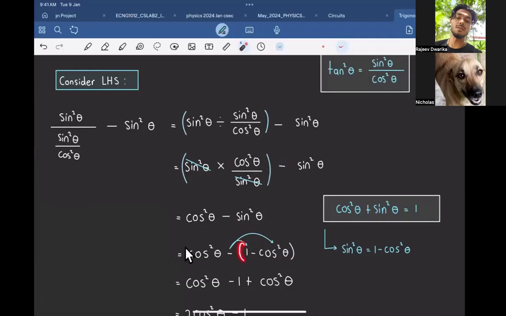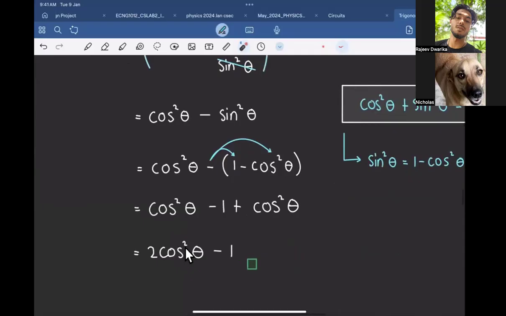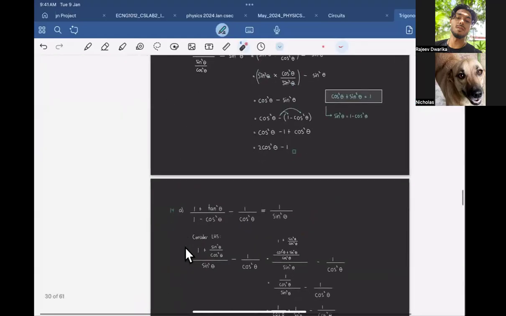And notice I put brackets. Brackets are very important. We had to put brackets because this whole term represents sine squared theta. Then we expand. You end up with cos squared theta minus 1 plus cos squared theta. The cos squared theta plus the cos squared theta is 2 cos squared theta, and that's the answer. Nicholas, go with this question, right? Yeah. Right.